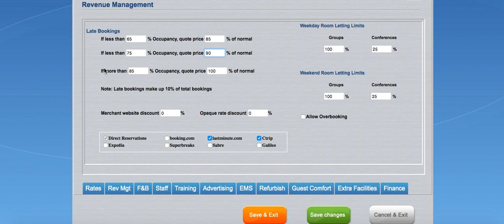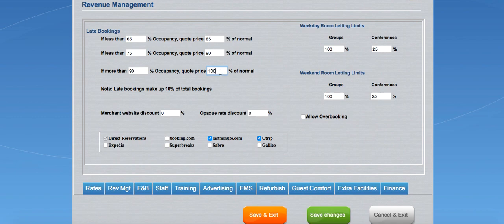Now the final option, note here, this says if we're more than a certain occupancy. So we might say if we're more than 90% full, so 90% occupancy, we're looking like we're going to be busy. We might even be full. So at this point, we certainly want to charge our full rate. There's no reason for us to discount, because if we're looking like we're going to be busy, we don't want to be giving people rooms for any less than we were charging before.